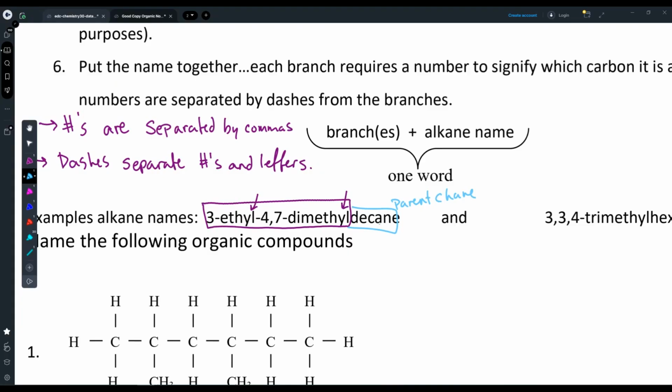Okay, how we know is because it has that suffix ending ane, which tells us that our parent chain only has single carbon-carbon bonds. So that's how you know it is an alkane. So this is for branches, and that's the parent chain. Oh, spelt chain wrong.